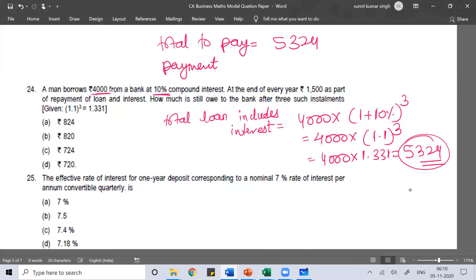And how much total payment is done? 4,500, which means 1,500 rupees, so three times you paid 1,500 rupees. So how much do you still owe to them? You still owe them 824 rupees.